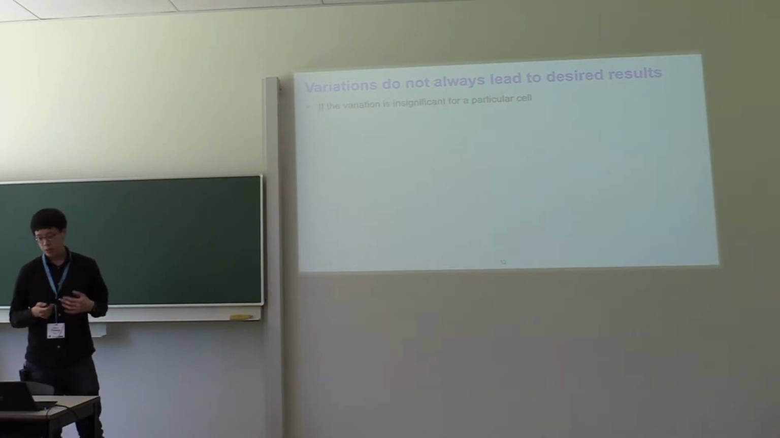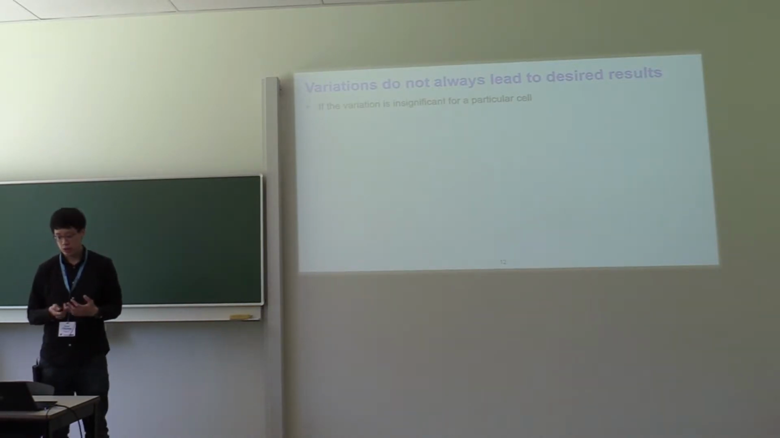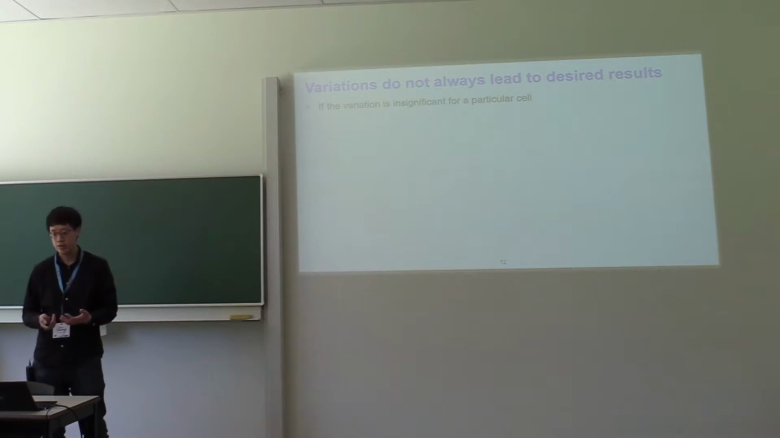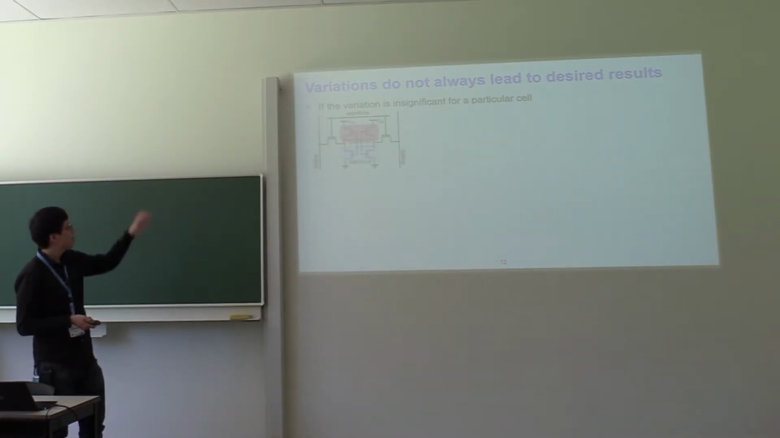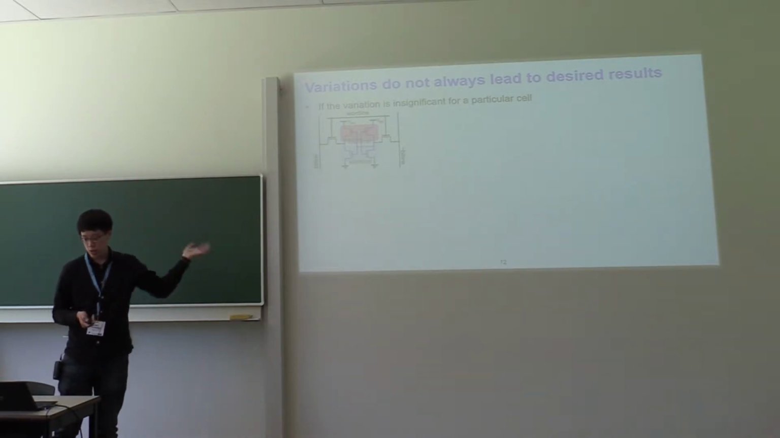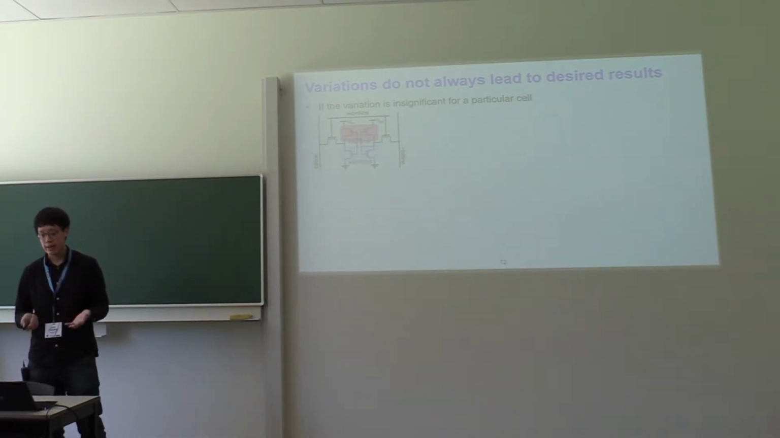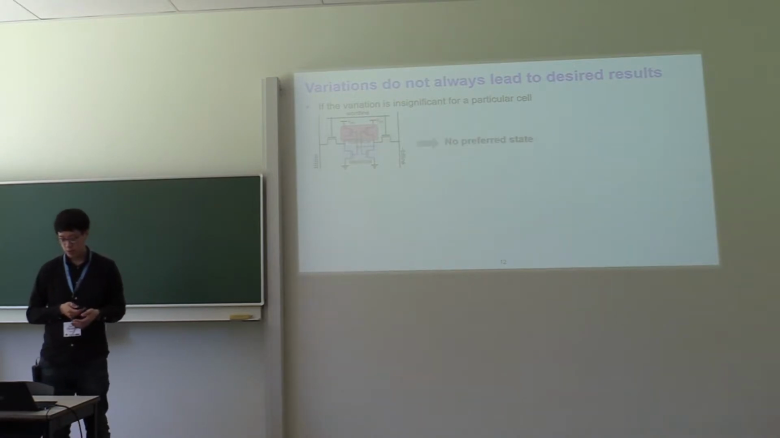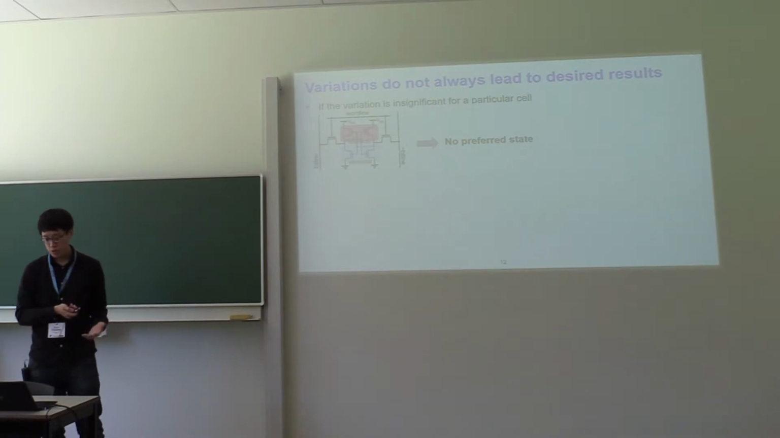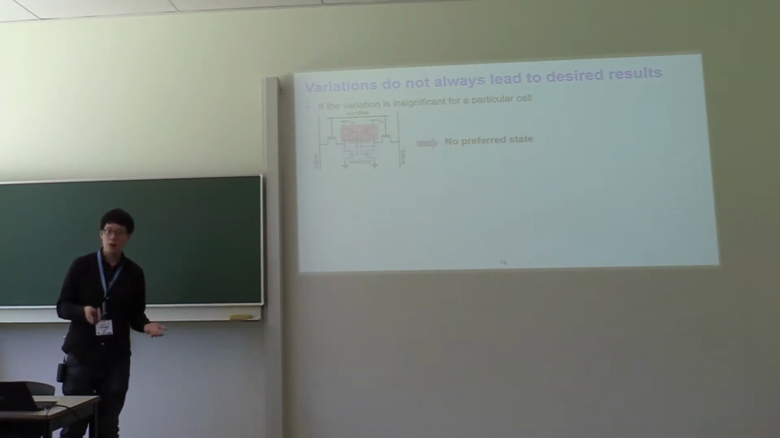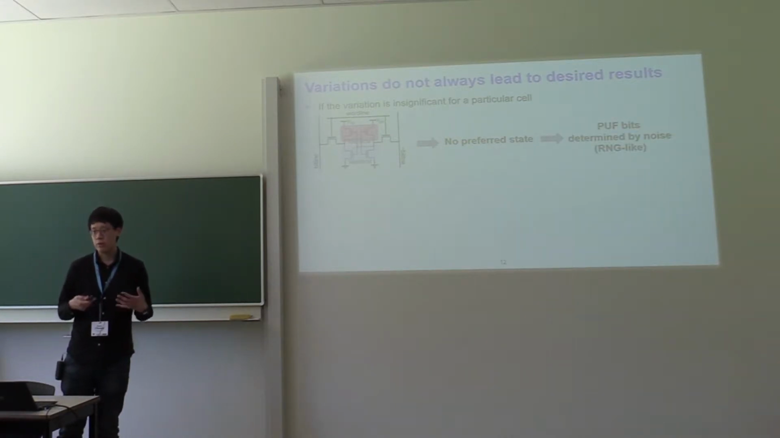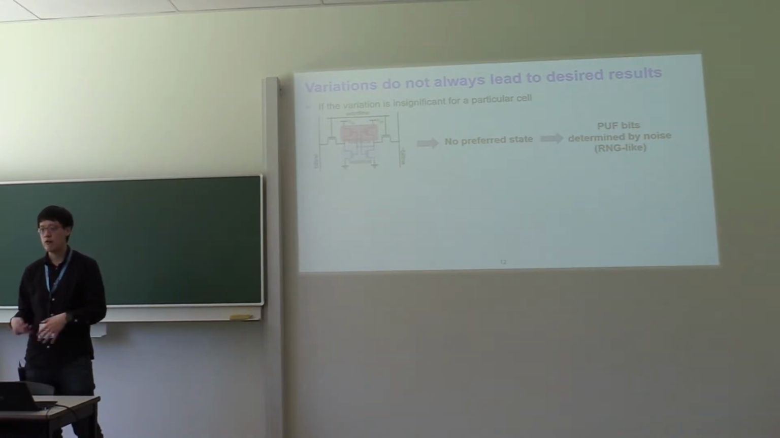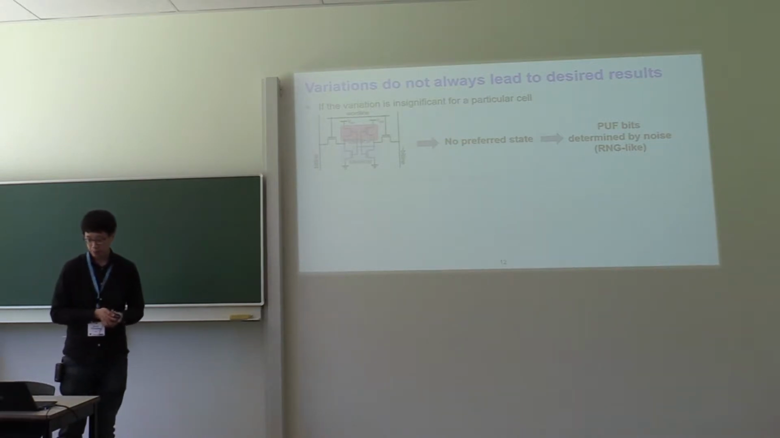What if we consider another extreme case where we don't have any variation in this particular cell? If we assume that the 2 PMOS transistors and the 2 NMOS transistors are completely identical, then we don't know whether it prefers a 0 or a 1 at the left. So once we power it up, it would basically be determined by noise. We then don't really have a PUF; we have more of an RNG in this case.